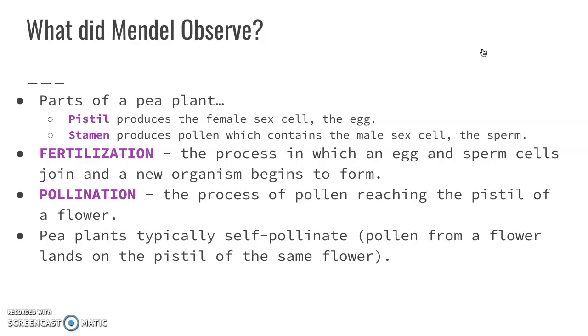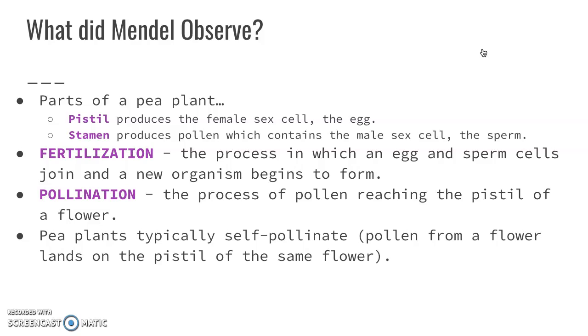All right, he did some experiments. He primarily did his experiments with pea plants, and we talked in the class about the different parts of the pea plant that are needed to create new pea plants. So the pistil is the female portion of the equation. The stamen produces pollen, which is the male portion of the equation. And when the two, the egg and the sperm, join, you have fertilization, and a new organism begins to form.